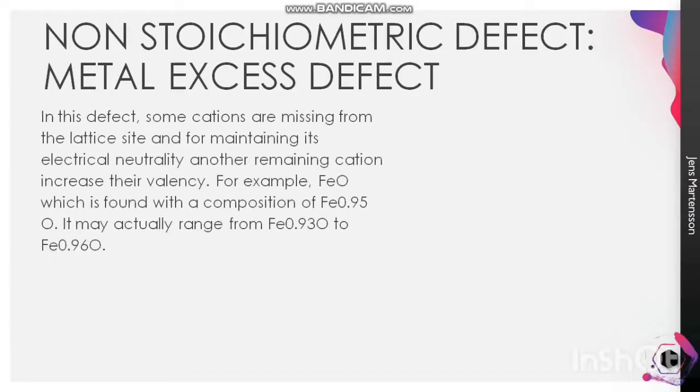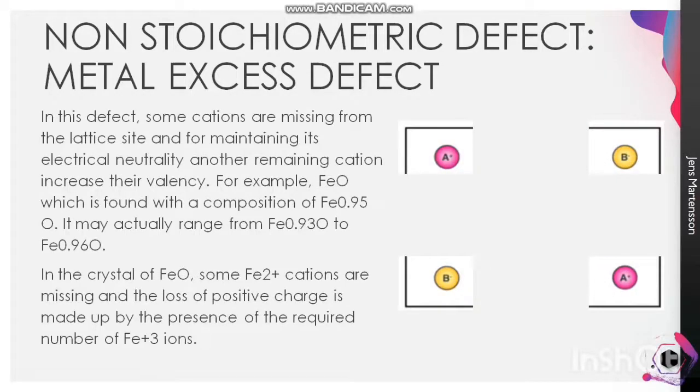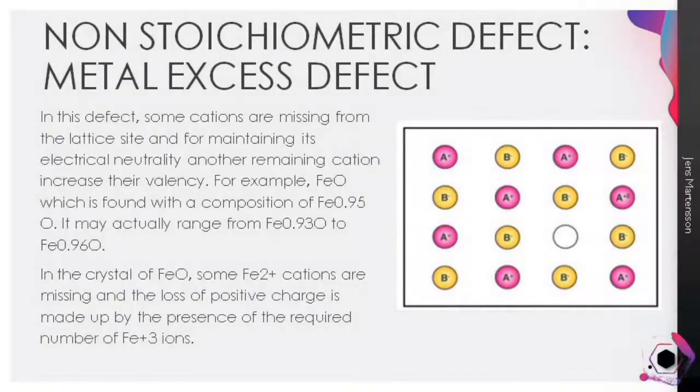Non-stoichiometric defect, metal deficiency defect. In this defect, some cations are missing from the lattice site, and for maintaining its electrical neutrality, another remaining cation increases its valency. For example, FeO, which is found with the composition of Fe 0.95 O, may actually range from Fe 0.93 O to Fe 0.96 O. In the crystal of FeO, some Fe2 plus cations are missing, and the loss of positive charge is made up by the presence of the required number of Fe3 plus ions.